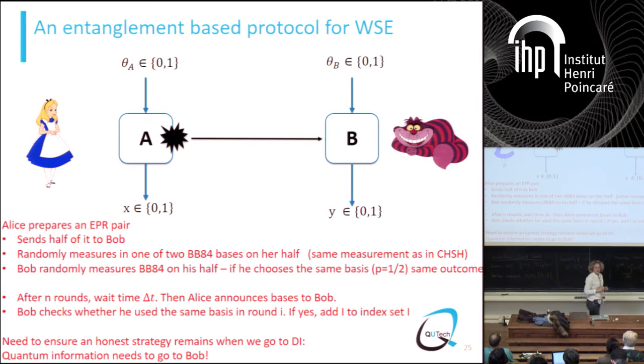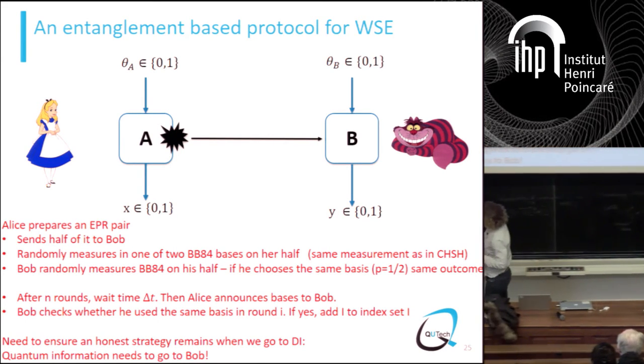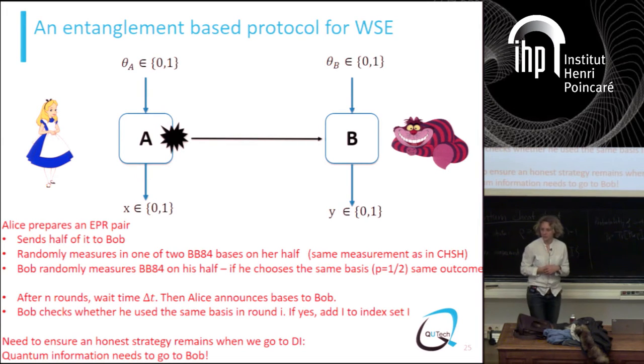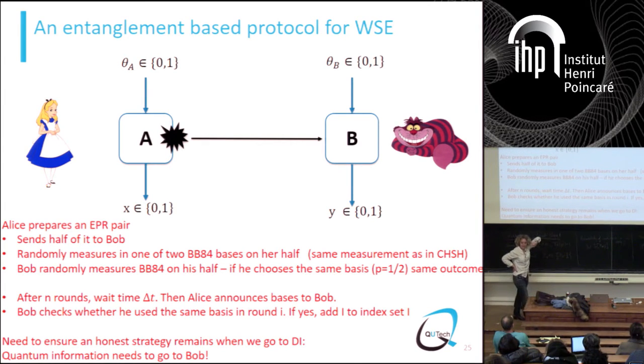Remember that the EPR pair has this nice property that if they measure in the same basis, they get the same outcome. So whenever they agree, they produce the same outcome bit. If both parties are honest, Alice produces a string X by measuring her EPR pairs. Bob gets a random subset of the string X, namely all of the indices where he measured in the same basis. And after n rounds, to help Bob identify which are these sets where he measured in the same basis, after the waiting time, where the storage assumption is applied, Alice tells Bob these bases, and then he can form this index set.